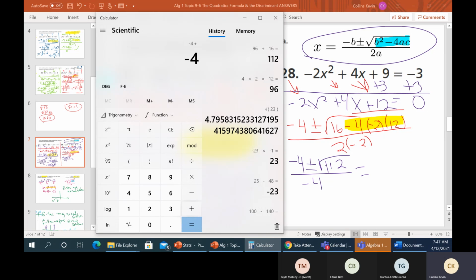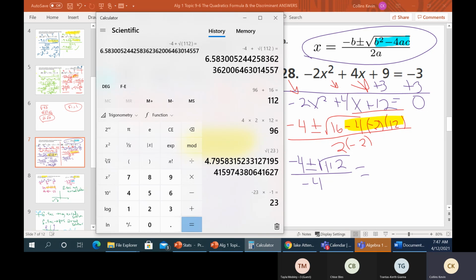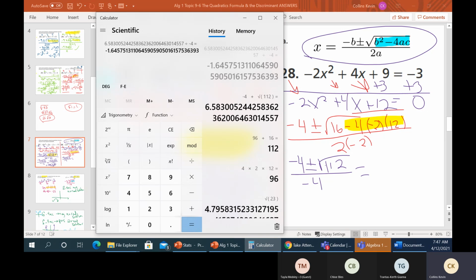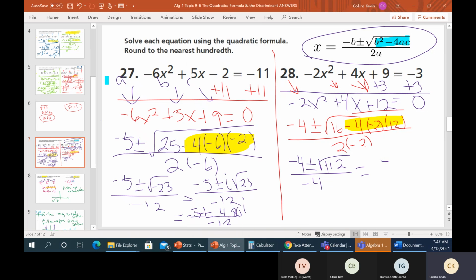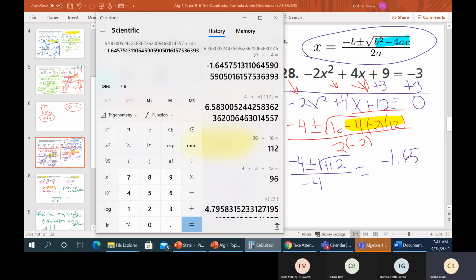Then plus the square root of 112. So that equals 6.85, and then we divide that by negative 4. So one answer is going to be, and they said what, to the nearest hundredth? So this answer is going to be negative 1.65.